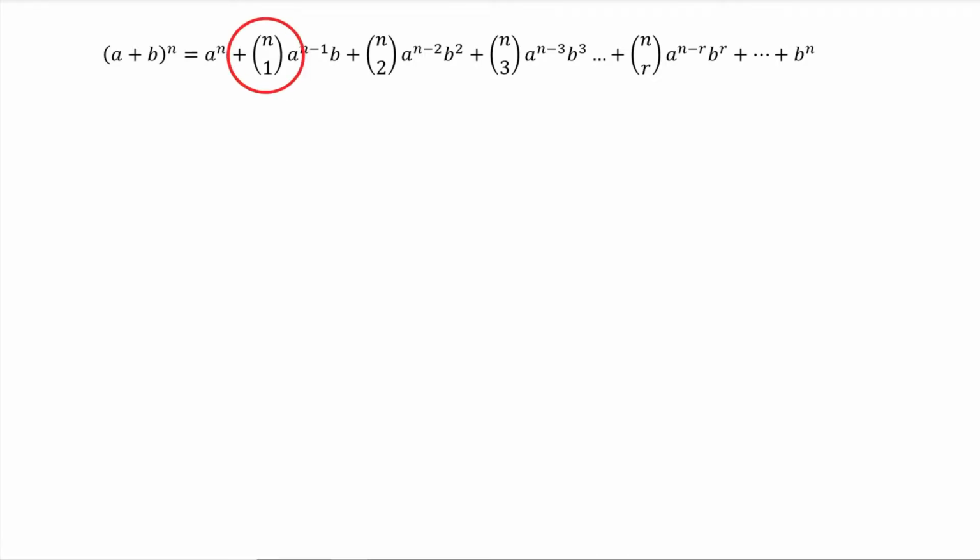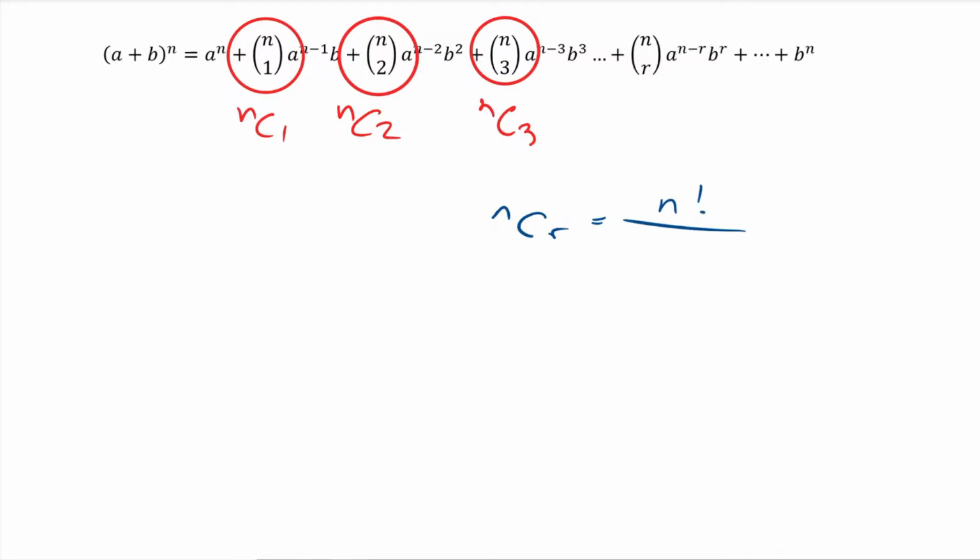Some of you may be wondering, what does nC1, nC2 and nC3 mean? Essentially, they can be rewritten as nC1, nC2 and nC3. So what does that mean? We can rewrite it as nCr, where n is a number and r is a number, equal to n factorial, factorial is the exclamation mark, over r factorial multiplied by (n minus r) factorial.